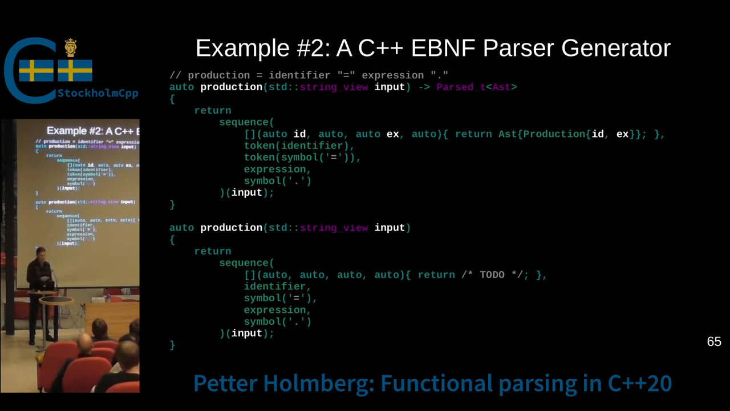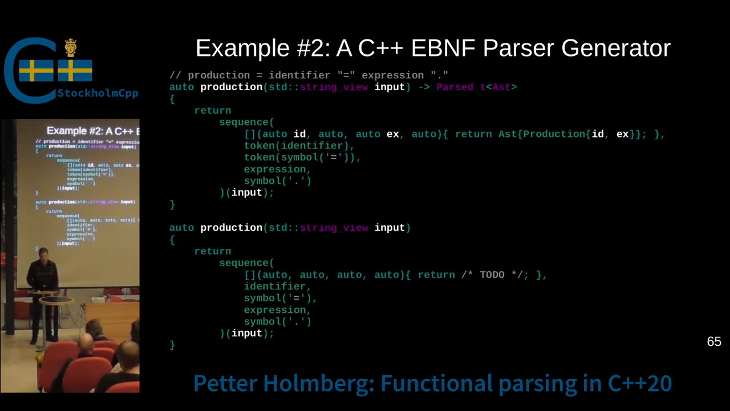And what happens if I give this production function the contents of the comment on top, and then print the resulting AST, then it will print the version on the bottom, which is more or less identical to my function. The only thing you have to add is what's inside of this lambda, what you want to do with the result, and a few details like that. But that's really nice, I think.